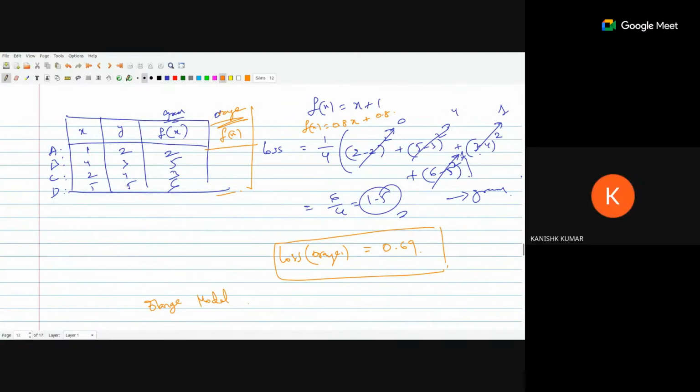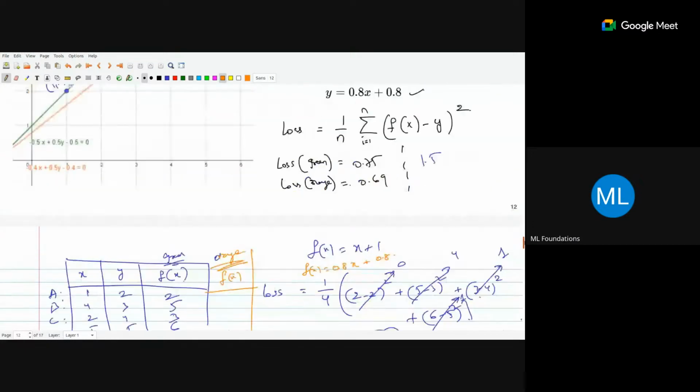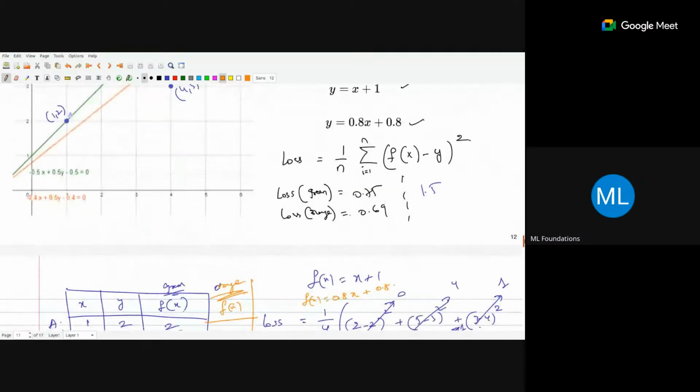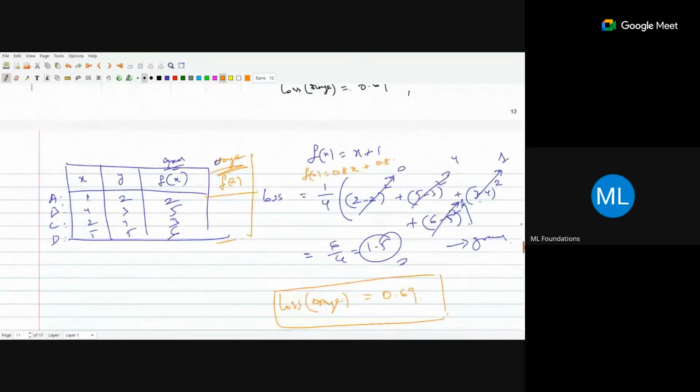As it is approaching towards 0, the orange model is better. So why is this better? Because the loss is lesser for orange compared to green. Okay, fine. So it's just very basic computations. So this is how it will be. Questions will be: between these two, which one is the better one?